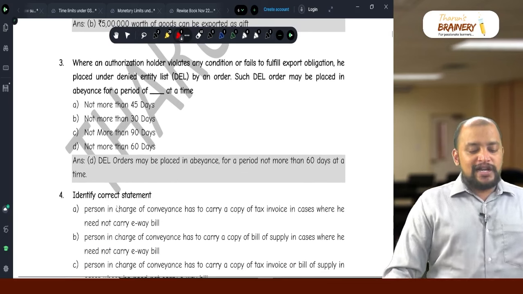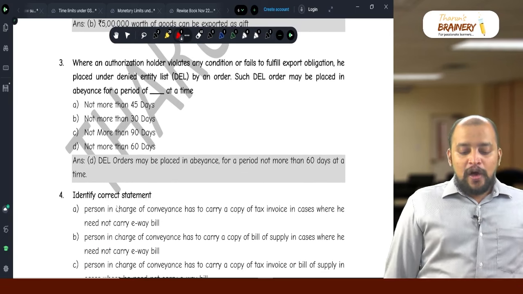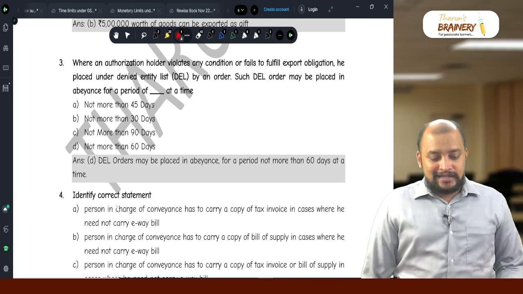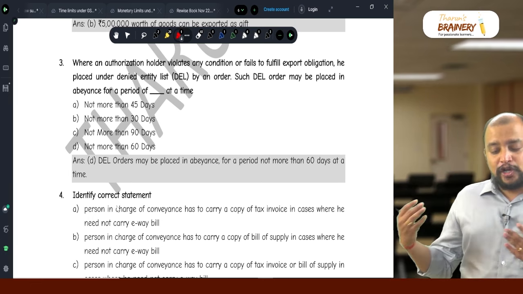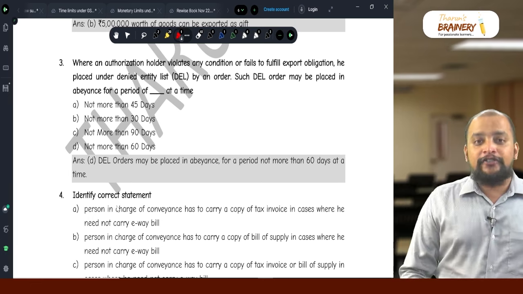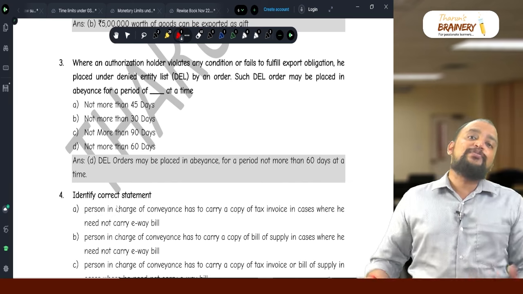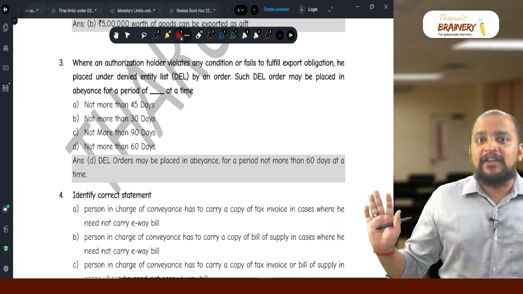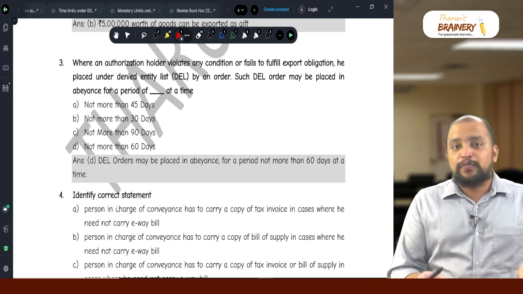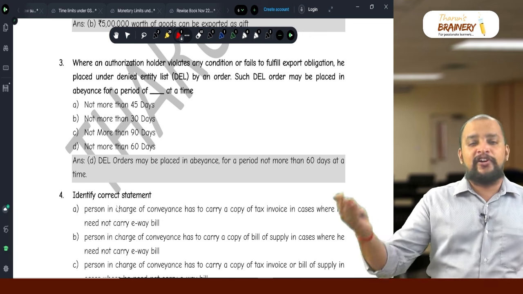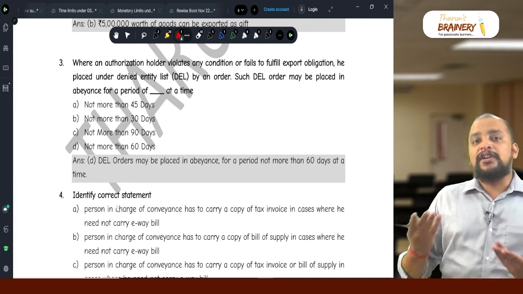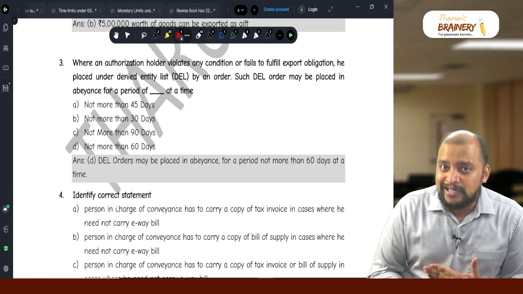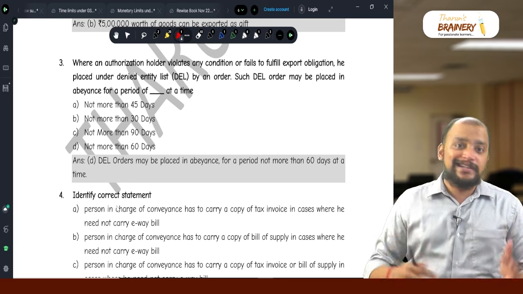Then number 3: where an authorization holder violates any condition or fails to fulfill export obligation, he will be placed under the denied entity list by an order. Such a denied entity list order may be placed in abeyance for a period of. This is something in a remote corner of the study material in FTP. I'm being frank with you, I did not discuss this point in any of my revision or fast track batch, or in the regular batch either, because it was a remote point. Apologies, extremely sorry that I did not discuss this in class.